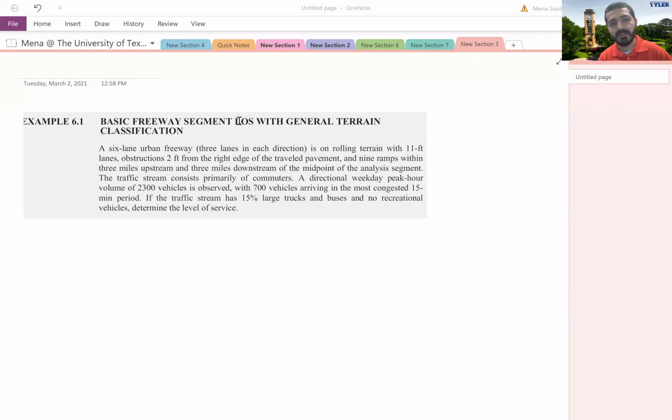Stop the share again, the notebook. Okay. If you don't see the note here, then let me know. I assume that you can see it. Example 6.1. So example 6.1, and we need to get the level of service for a freeway.